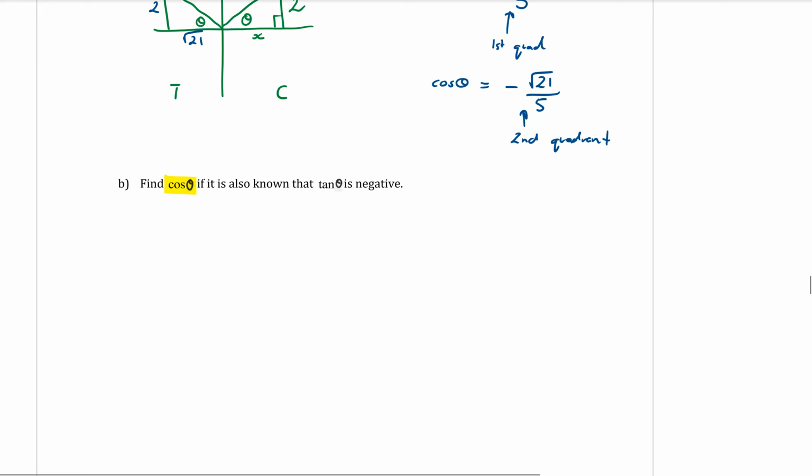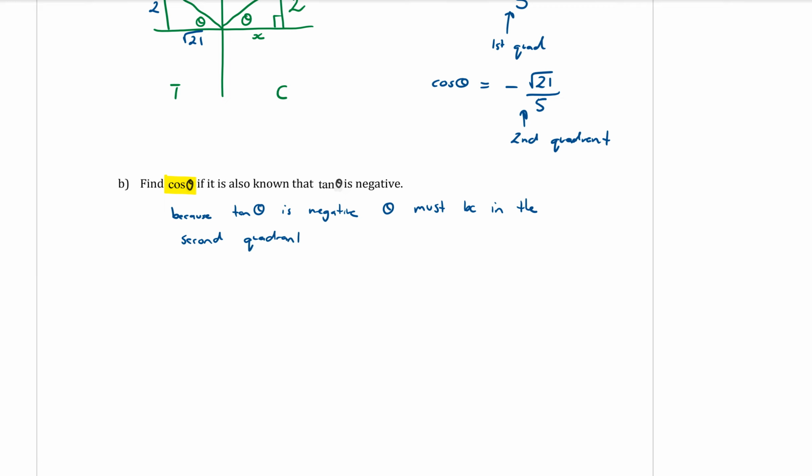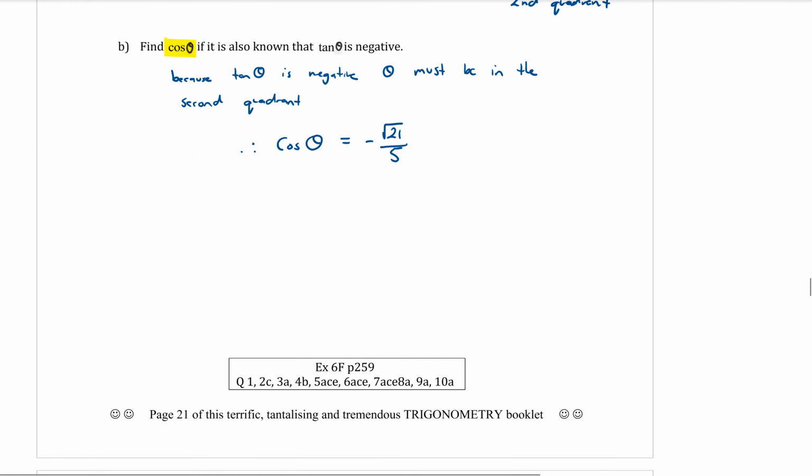I'm going to write a little explanation for you. And it says because tan theta is negative, theta must be in the second quadrant. Therefore, that means that the solution that we are interested in is cos theta equals negative square root of 21 over 5. And that is what you are practicing today in exercise 6F.